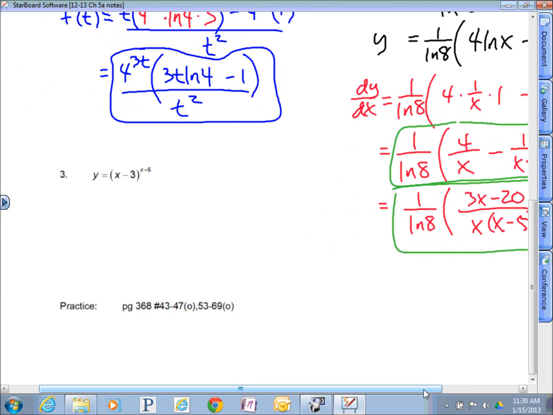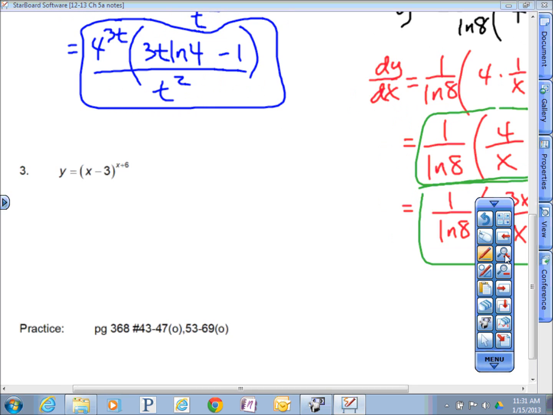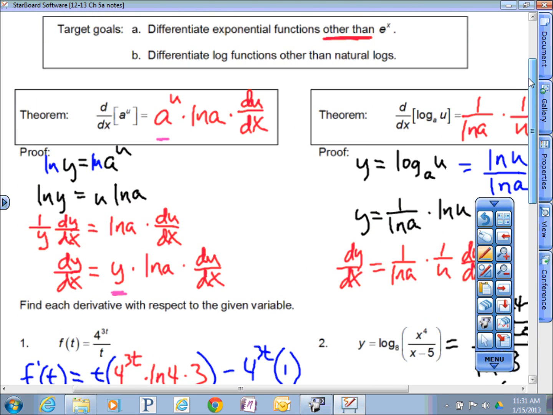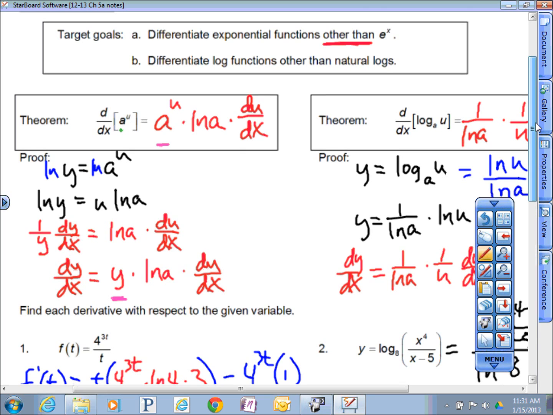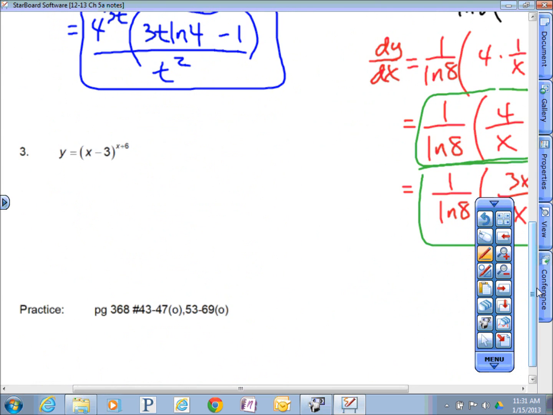And then last but not least, what's going to throw people off with number 3 is they're going to look at this one right away and go, oh, I see an exponential function, because I've got x minus 3 being raised to the x plus 6. But I need to contrast this with what was up here. In that exponential function theorem on the left, a is a number. You can't use that rule unless a is a number. Here, x minus 3 has a variable involved in it. We can't use that rule. So the only way to do this one is logarithmic differentiation. So let's do logarithmic differentiation.